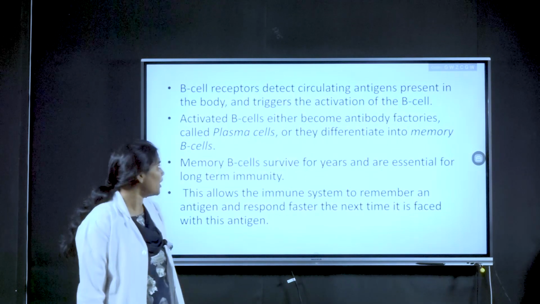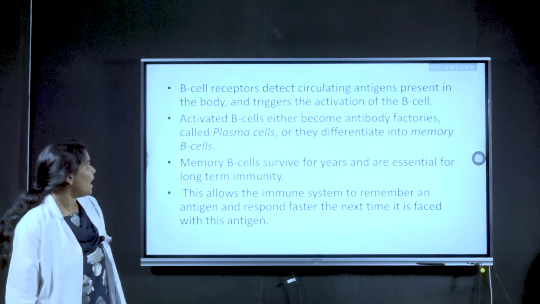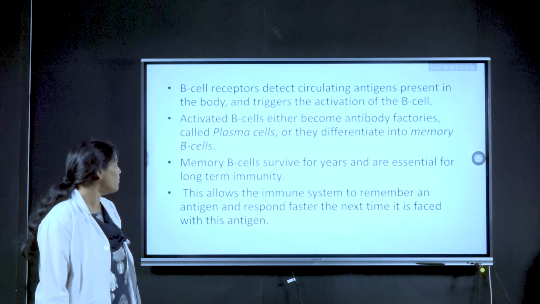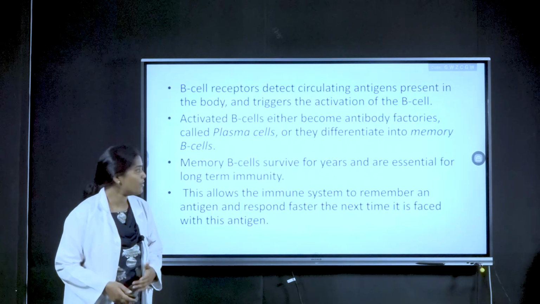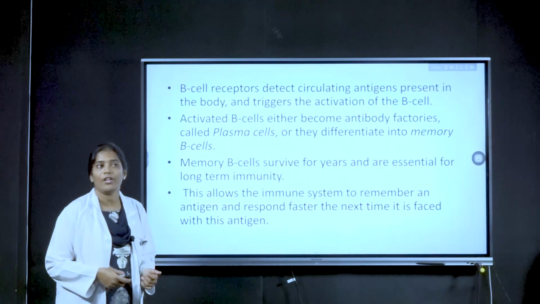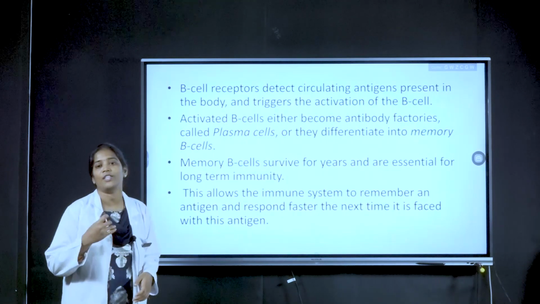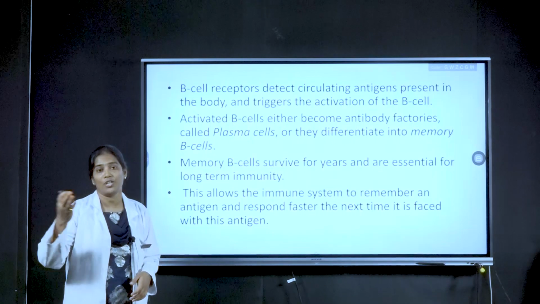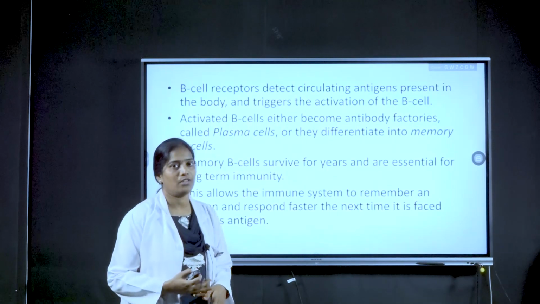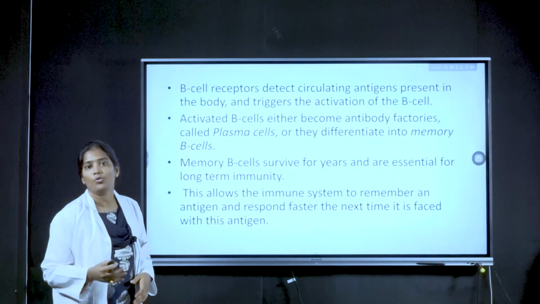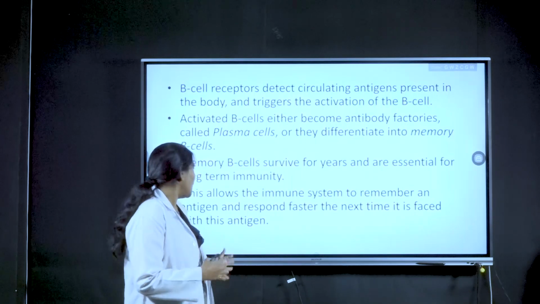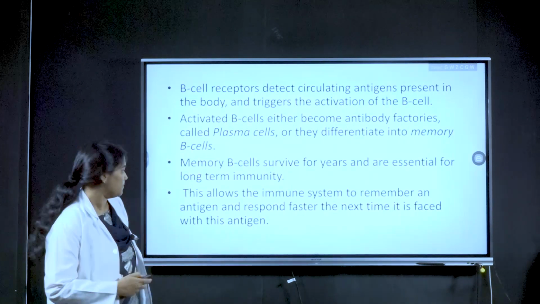Activated B cells either become antibody factories called plasma cells, or differentiate into memory B cells. These memory cells survive for several years and are essential for long-term immunity. That means whenever the body encounters the same kind of pathogen or antigen, these memory cells provide the same kind of antibodies to neutralize that infection. This allows the immune system to remember an antigen and respond faster the next time.